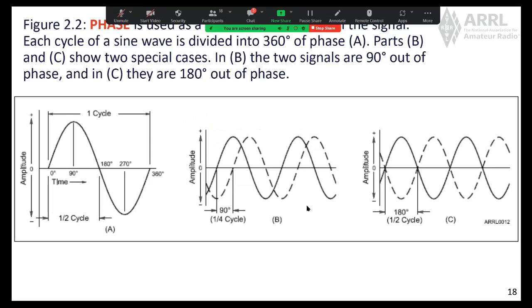You see the amplitude, and you see in B, that is the difference in timing of 90 degrees of the two cycles. C is 180 degrees out of phase.